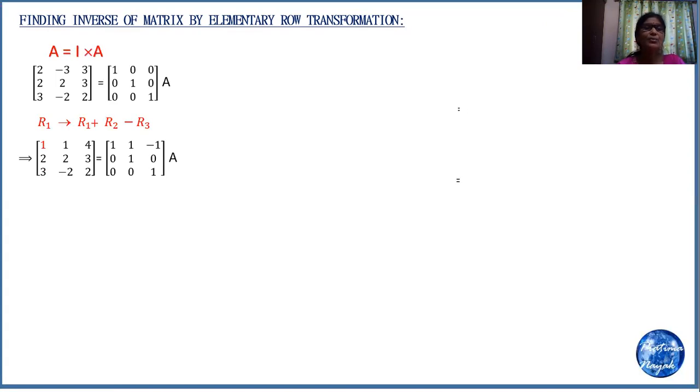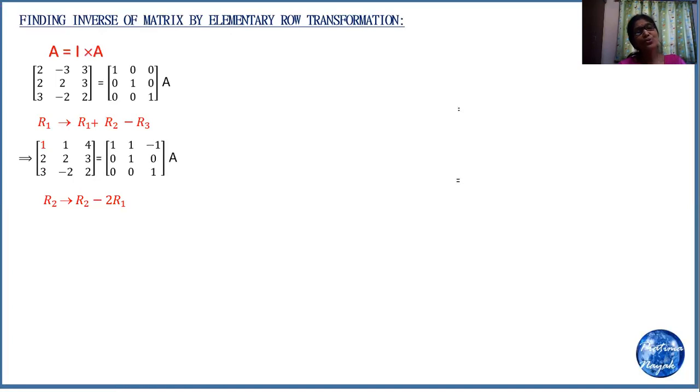Next position is the 2. I'll change 2 to 0. So what operation will I do? Think. Every step you have to think. Only if your thinking develops can you do this question, because you cannot memorize this. So R2 is equal to R2 minus 2 R1. That means R1 will be multiplied by 2 and subtracted from R2.